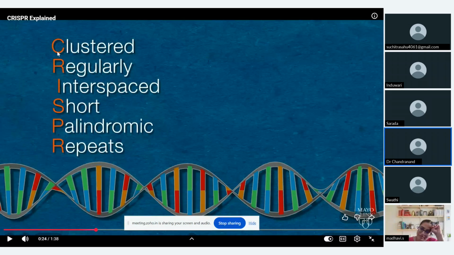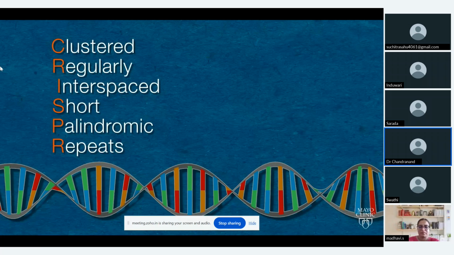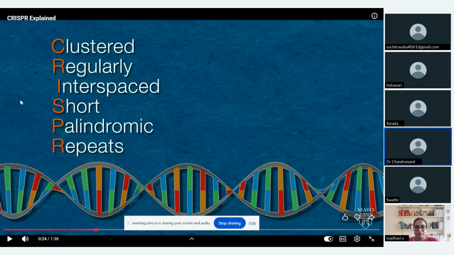The cluster is this unit of sequences, and they are regularly interspaced, so at particular intervals along the gene sequence, they are available. And they are palindromic. I'm sure you know the meaning of palindromic. That is, from either side you read, whether 5' to 3' or 3' to 5', the sequence remains the same.